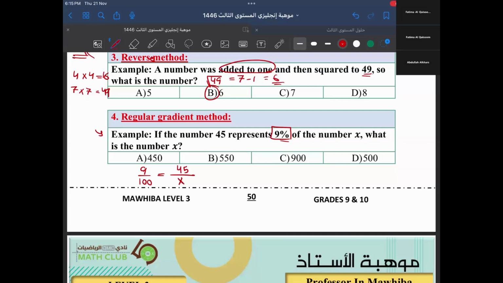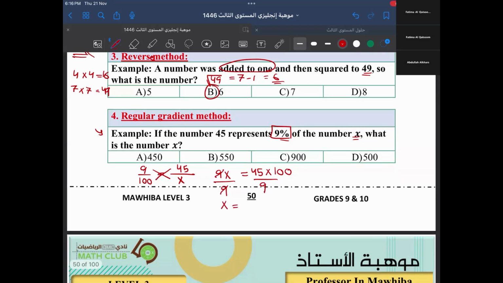And how do we solve this question? Simply, we cross multiply. So we're going to have 9x equals 45 times 100. And then we divide by 9. So we're going to have x equal to what? Here, 45 we can simplify it. Here it's going to be 5. So the answer will be 5 times 100 equals 500. So the answer is D.